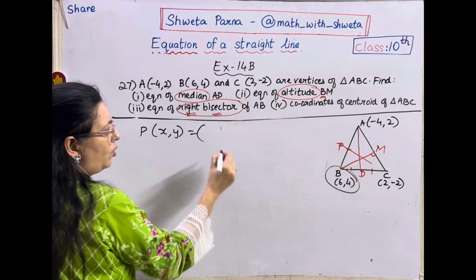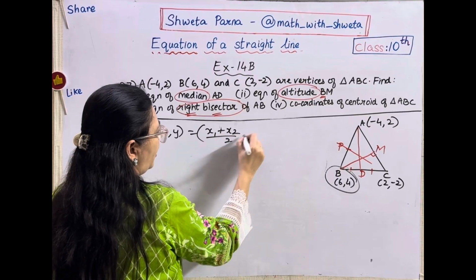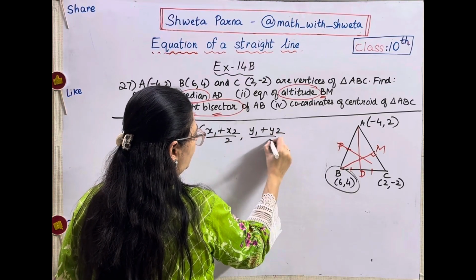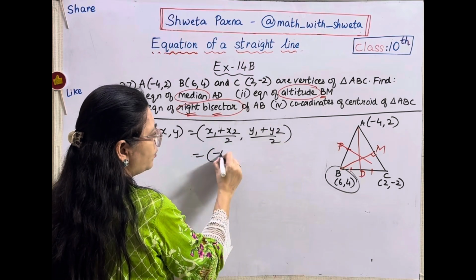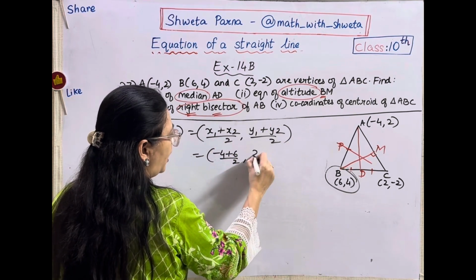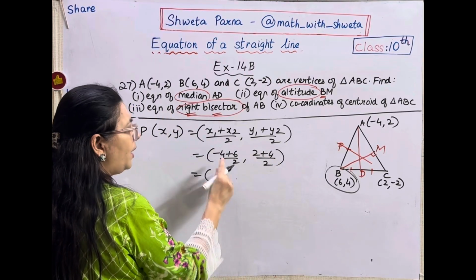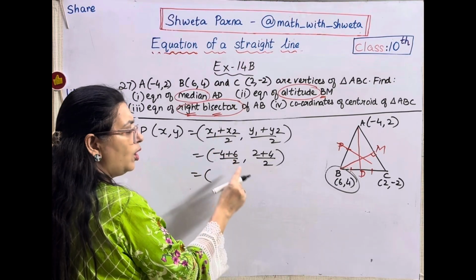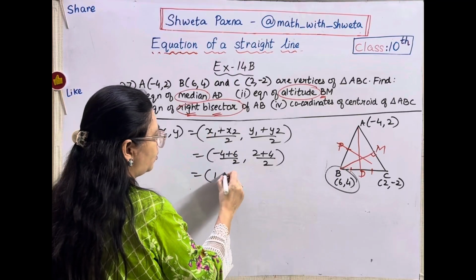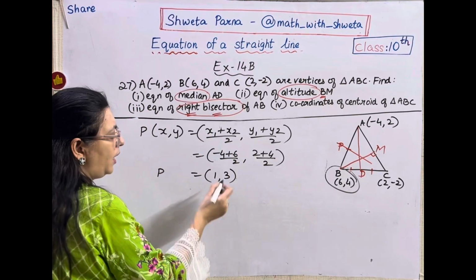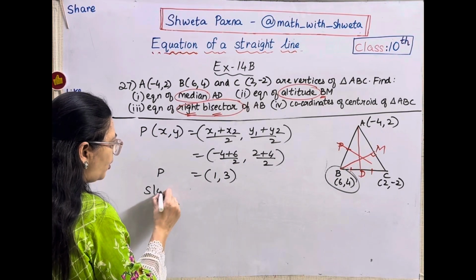P(x, y) is equal to x1 plus x2 upon 2 and y1 plus y2 upon 2. You have to find it for AB. So minus 4 plus 6 upon 2 and 2 plus 4 upon 2. This would be minus 4 plus 6 is 2. 2 divided by 2 is 1. 2 plus 4 is 6. 6 divided by 2 is 3. So point P, the coordinates are 1 and 3. Now let's find the slope of AB.